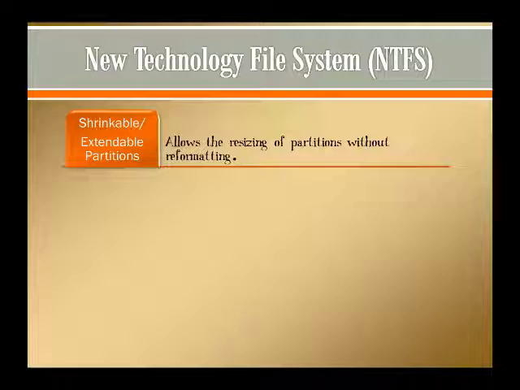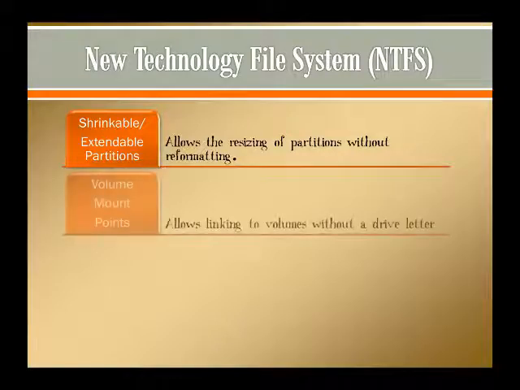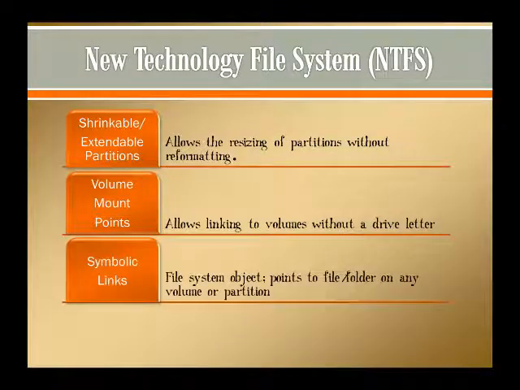Now we're going to talk about shrinking and extendable partitions, which allows the resizing of partitions without reformatting. This is kind of self-explanatory. You can shrink or enlarge your partition or volume. Your volume mount points. This allows linking to volumes without a drive letter. This is also called junction points. They are folders that are linked to a volume. You don't have to use the drive letter. You can have different points that direct to the same volume. And when you create these, your folder has to be empty to be able to convert into a mount point.